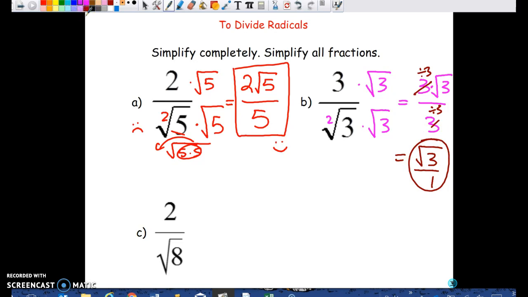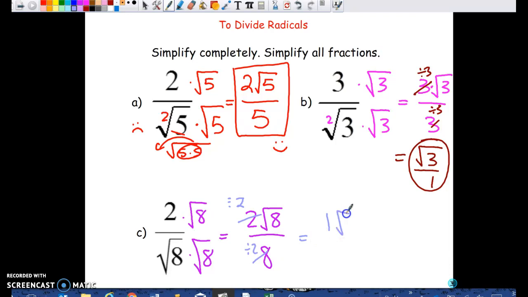Over here, I need to get another 8 out of there. I want to get rid of that radical, square root of 8. Okay, so I have 2 times the square root of 8 over 8. Now there's 2 things I could do to simplify. The first thing I could do is simplify that fraction. Divide by 2, and divide this by 2. I'm going to get 1 times the square root of 8 over 4.